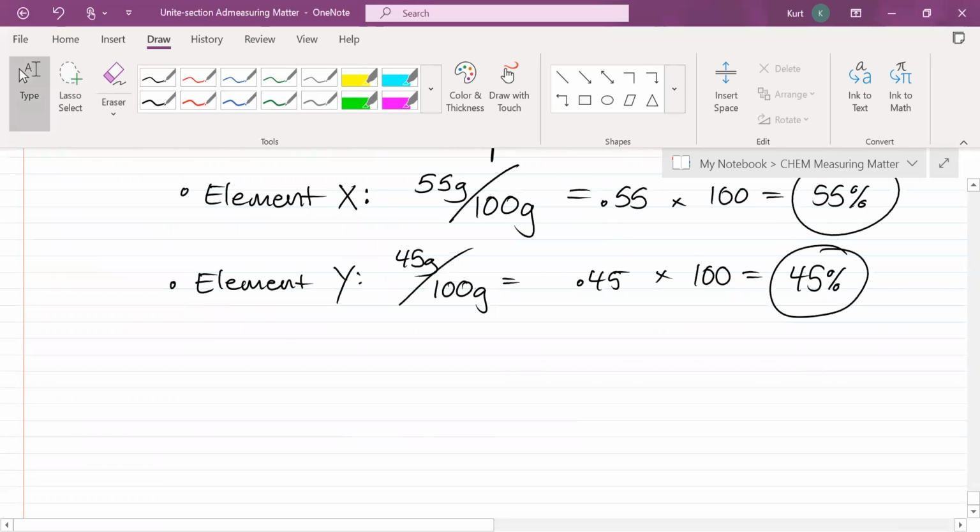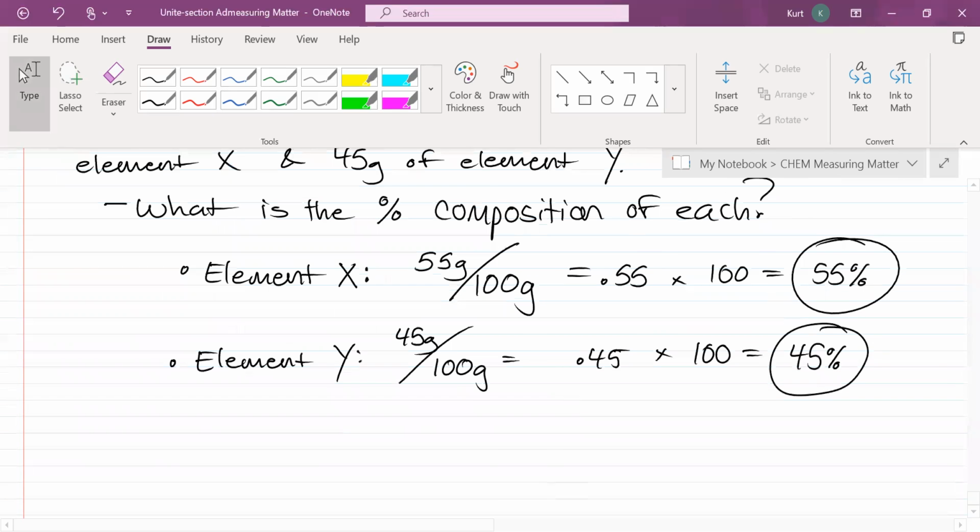Now, let's figure out calculating percent by mass and learning the percent compositions there. Are there any questions so far with what I've done?